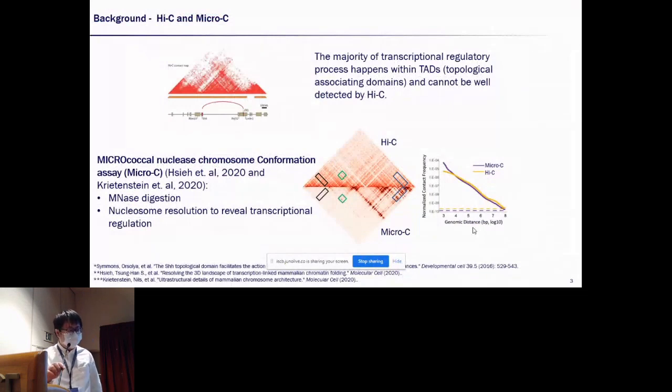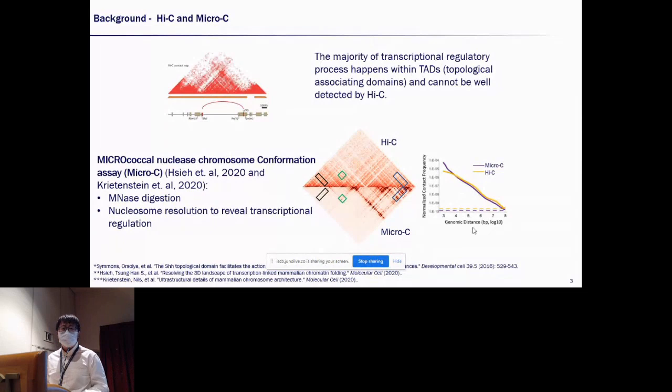The major reasons why Hi-C is still rarely utilized in analyzing transcriptional regulation: First, the typical lengths of regulatory elements like enhancers and promoters are usually tens to hundreds of base pairs. However, Hi-C can only reach a resolution of kilobase level. And second, most enhancer-promoter interactions are short range and within topologically associated domains, so they are not well captured by Hi-C.